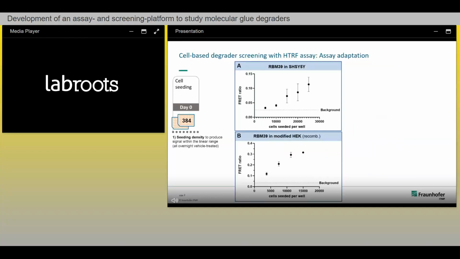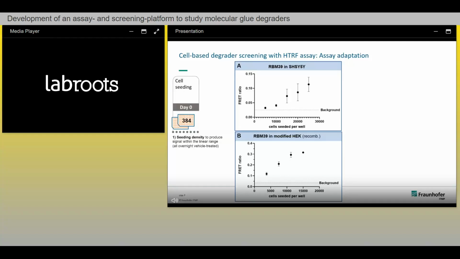So first, when adapting the assay for our screening purposes, we looked at seeding density of the cells, and we were using the SHSY5Y cells as well, just as Melanie had also shown. So we titrate cells at different seeding densities and complete the whole workflow that I had shown before, and then read the signal and try to understand where we sit in the linear range of the assay.